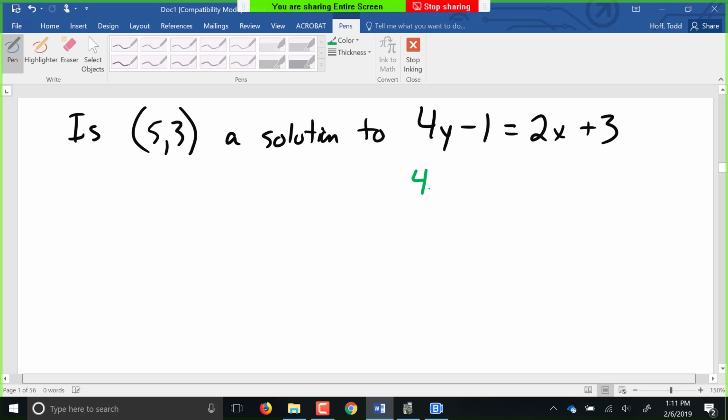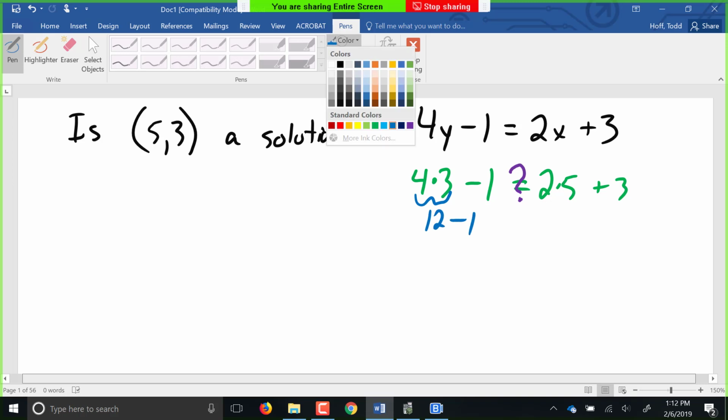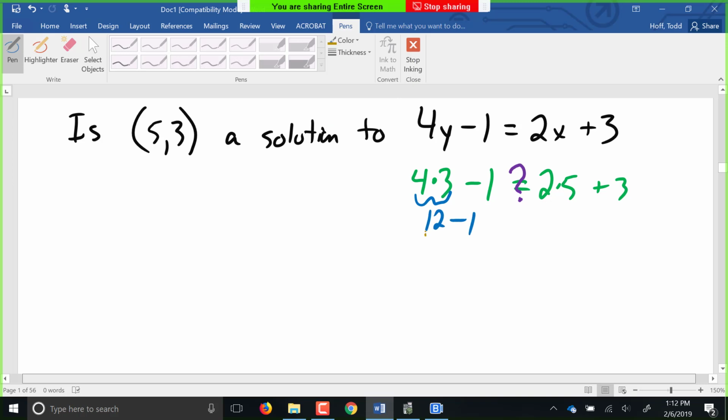Okay, so this becomes 4 times 3 minus 1. Okay, and this becomes 2 times 5 plus 3. Now, technically, we should have a question mark here instead of an equal sign because we're not sure that it equals yet. What should we do next? 4 times 3 is 12. Minus 1 is 11. Okay, so the left side equals 11.